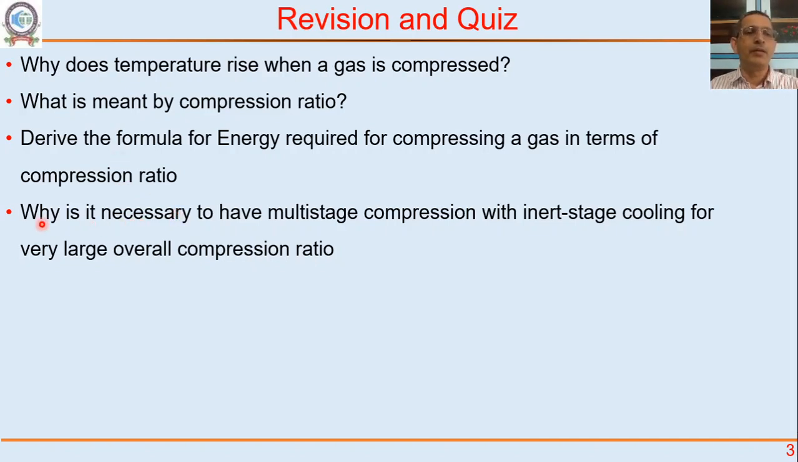Next important point is why is it necessary to have multi-stage compression with interstage cooling? Not inert, let me just correct that, that's a small mistake. Interstage cooling, where the overall compression ratio is high. What we mean is that in every stage we try to limit the compression ratio, and why do we need to do that? That's the question that is being asked.